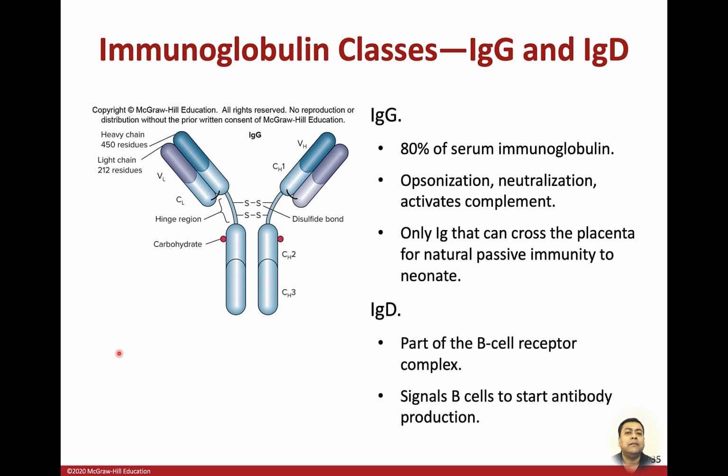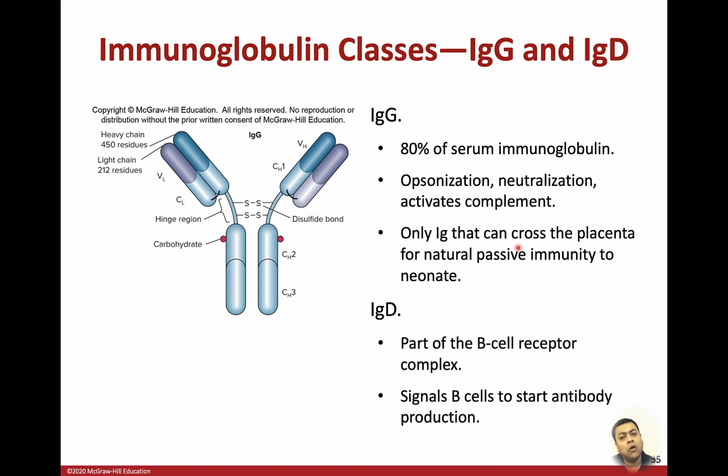You have a detailed list of those in your textbook. You can see that chart, although very much detail is not needed. The first one is IgG, or immunoglobulin G, and 80% of your serum immunoglobulin is this type. This is the most common one, and it is required for opsonization, neutralization, and activates complement. Only this immunoglobulin can cross the placenta for natural passive immunity to the neonate.